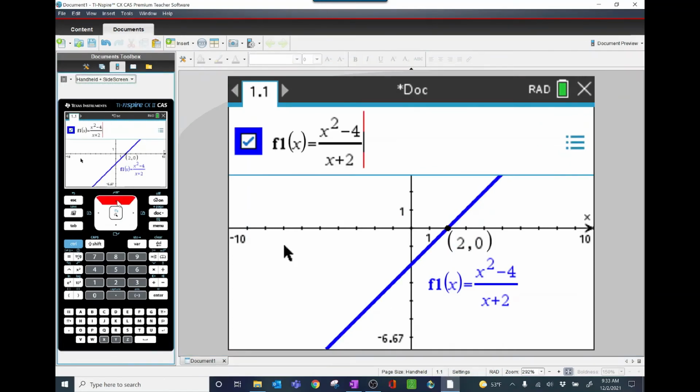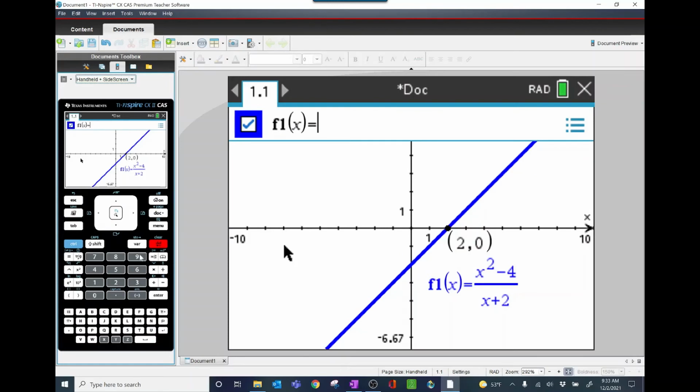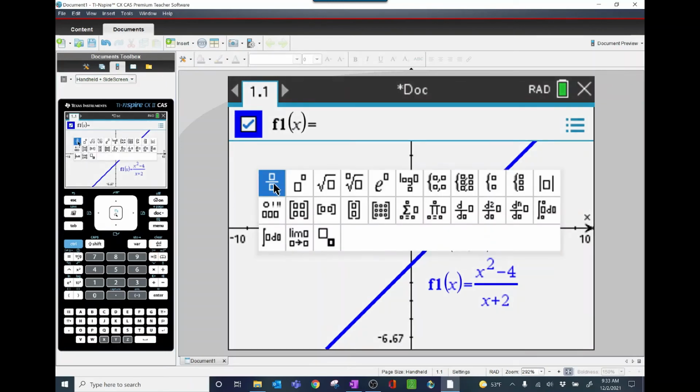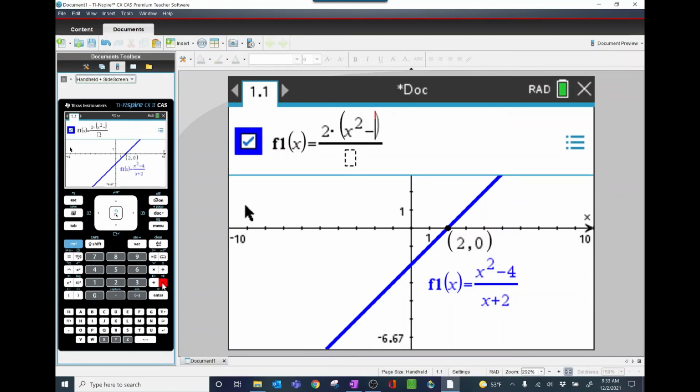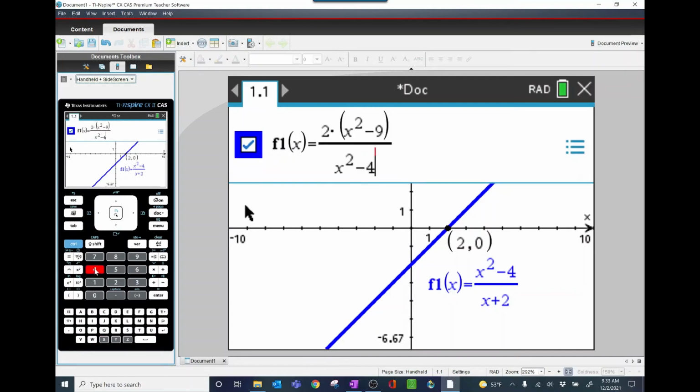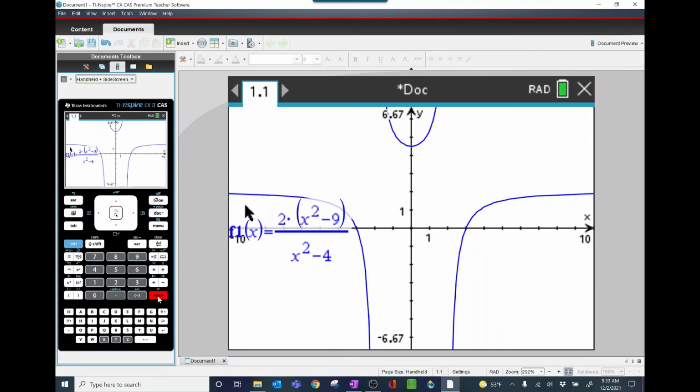Let's go up here, and let's get rid of that 1. Okay, so let's put in another one. All right, so we've got 2 times, and then open a parenthesis. We've got x squared minus 9, and then in the denominator, we have x squared minus 4, and then we hit enter. So there is our graph. All right, very interesting looking.